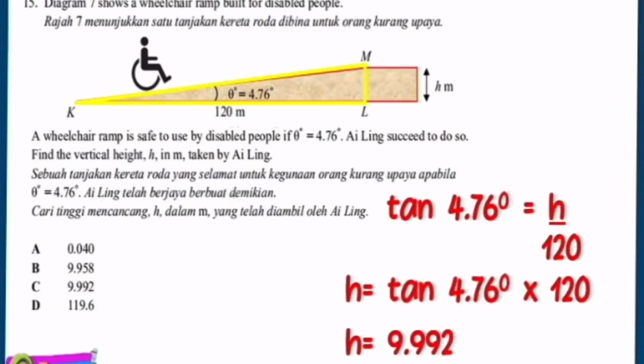So this question is very simple, right? So you just find the height using tangent 4.76 equal to h over 120, right? So the angle is 4.76.